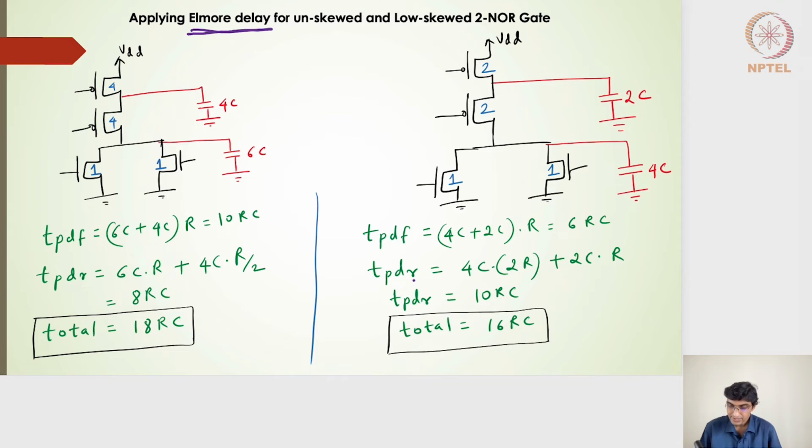On the rising side, it will be nothing but 4C multiplied by the switching resistance here, which will be R, right? A size of 2 on the PMOS side will give me a switching resistance of R. So 4C multiplied by 2R and then 2C multiplied by R, which will give me 4C into 2R plus 2C into R. So it will be 10 RC. So the total delay will be nothing but 16 RC, which is actually less than the 18 RC.